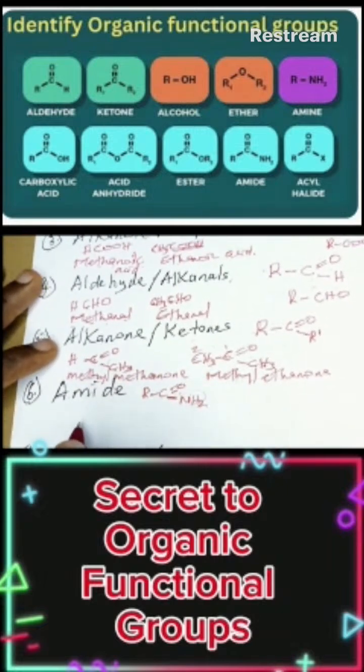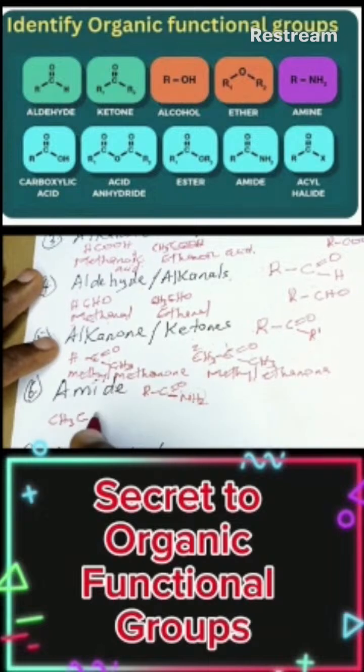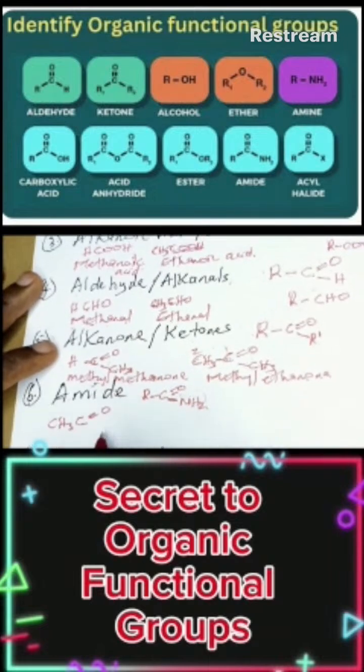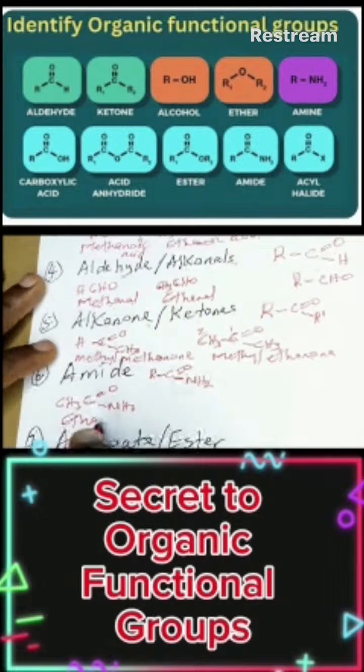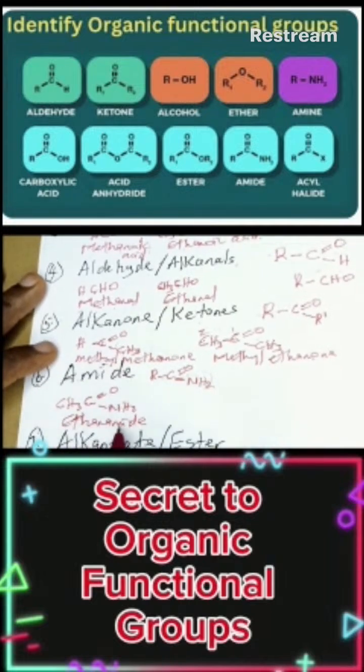If we have CH3 here, and you have this, the double bond O and NH2. There are 2 carbons here, 1, 2. 2 means ethanamide. Or what is ethanamide? By pronunciation, 1, 2.